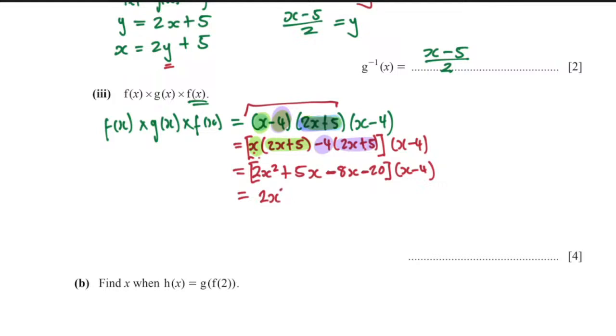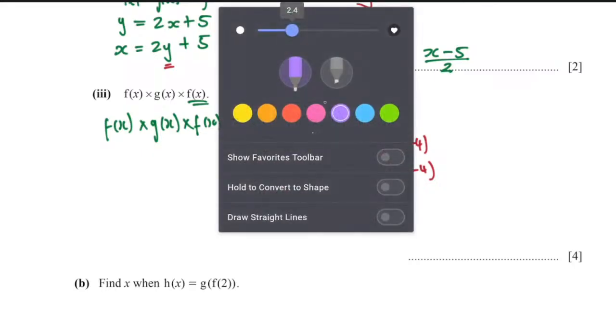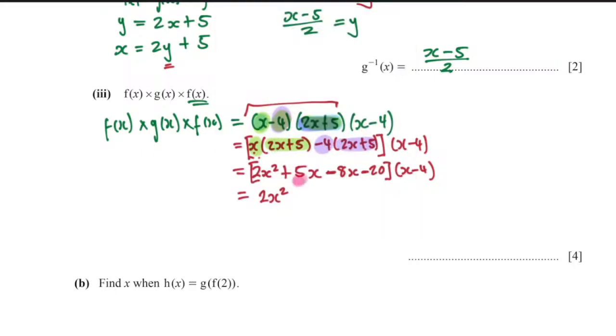Then you say 5x minus 8x. Both of them have x. You say 5 minus 8. You get negative 3. Okay, because both of them have x, you just work with their numbers. 5 minus 8, you get negative 3 of what? Of x. Then you say minus 20. This is now multiplying x minus 4.